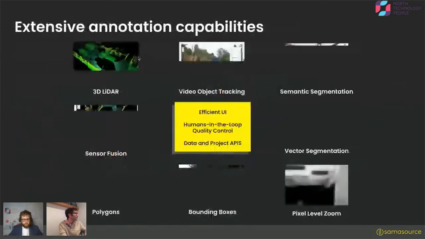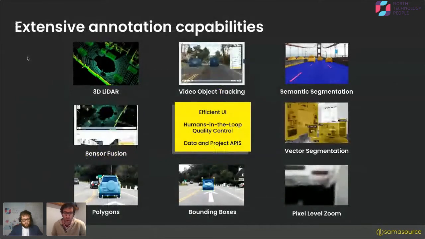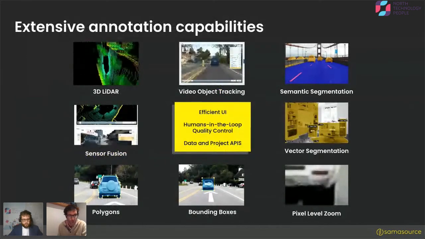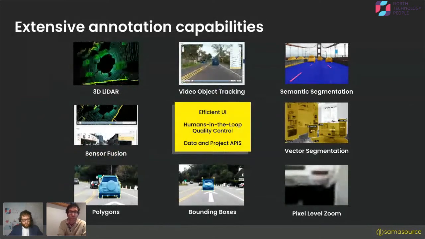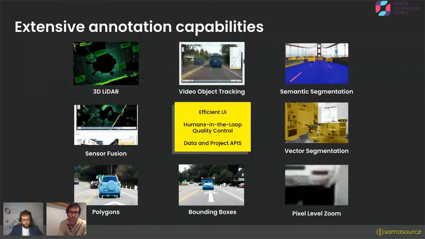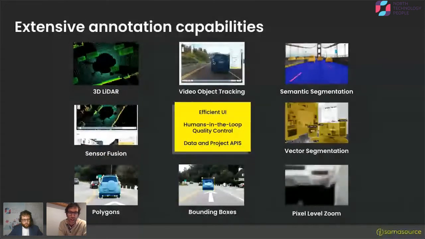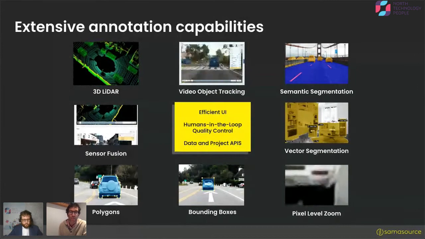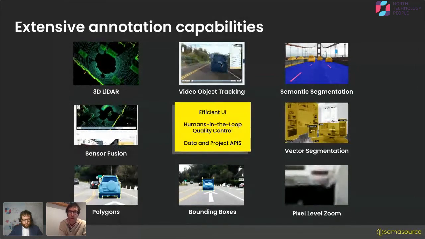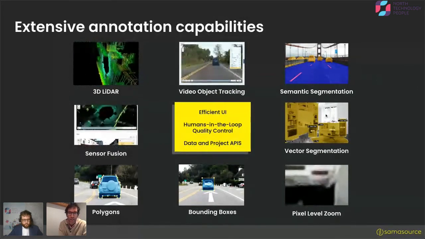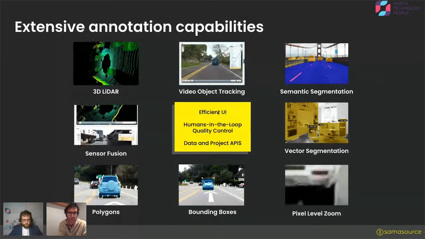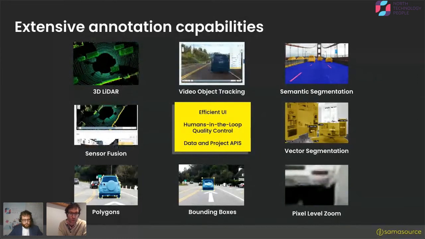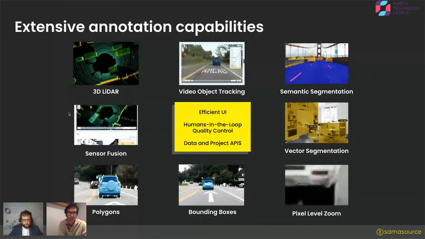We deal with multiple media. So 3D LiDAR data, which is very useful for self-driving vehicles. We have video object tracking. You can see we have some interpolation going on here. We have a bounding box that's following the car here. So this is interpolated automatically. We have semantic, vector segmentation, polygons, sensor fusion. I'll come back in this presentation to polygon specifically, and a little bit sensor fusion.